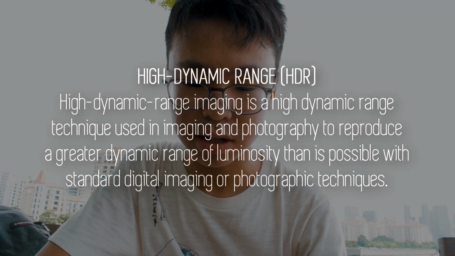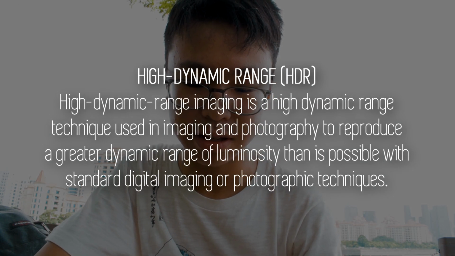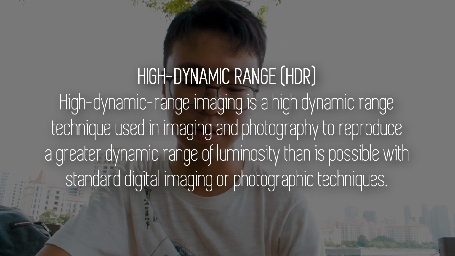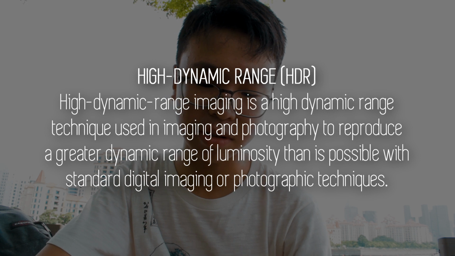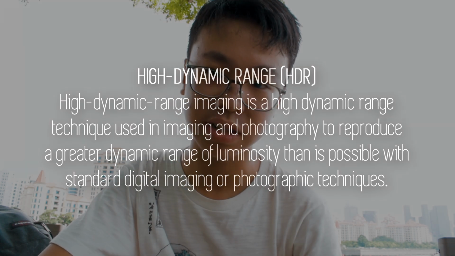Alright, so number 2 is you're going to use the high dynamic range mode on your phone. When you're on the camera on your phone, there's this thing called HDR. I'm just going to search it up for you guys. HDR is high dynamic range. It is used in photography to produce a greater dynamic range of luminosity than is possible with standard digital imaging or photographic techniques. So basically, you'll be able to see the highlights of the image, which are the bright parts, as well as the shadows, a bit easier. But this is not very good either, because your image will turn very flat.